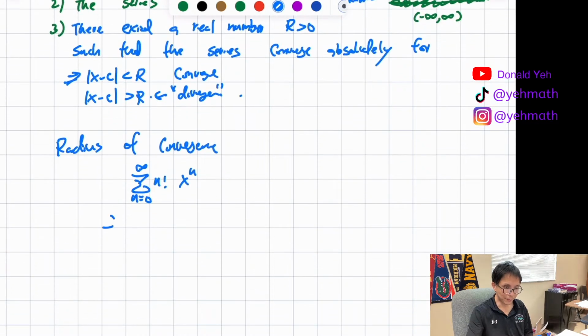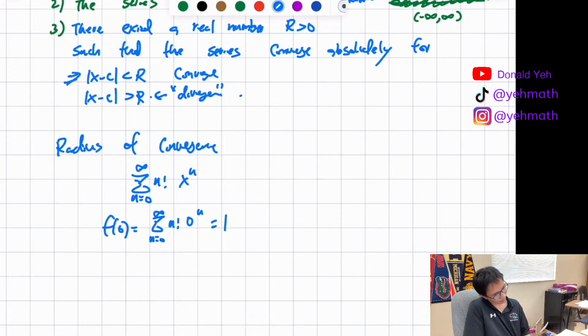So what happens if f of 0 here? F of 0, just plug in 0. n factorial times 0 to the n. That's just going to be what? 1. Zero factorial is 1, right? Plus 0 plus 0 plus 0 plus 0. That's equal to 1.